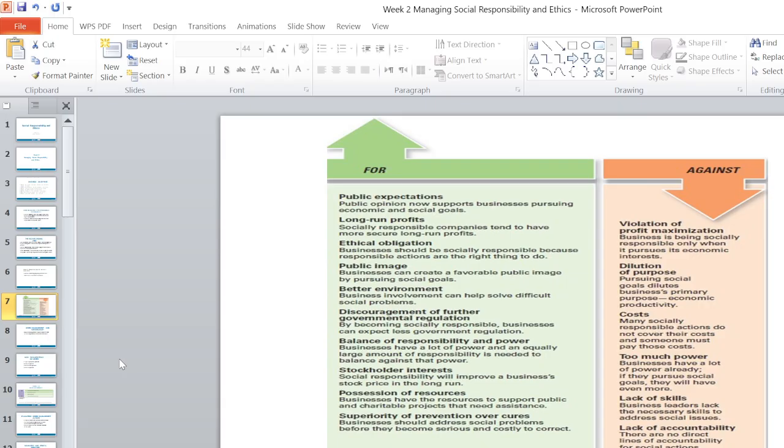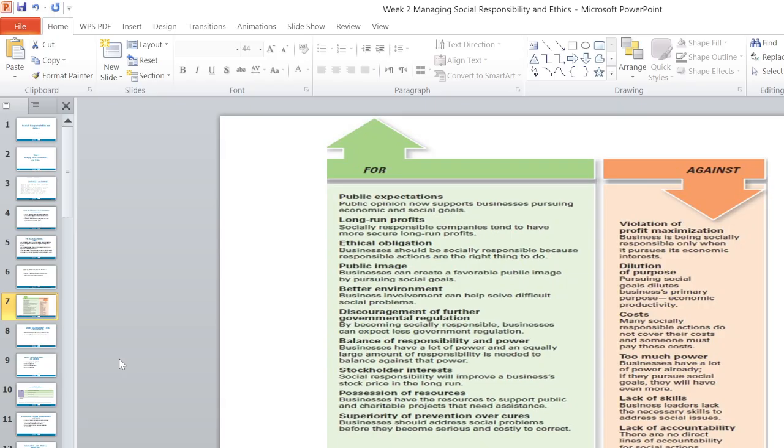Costs: being socially responsible is not easy and it's not free, rather it costs a lot of money. Many socially responsible actions do not cover their costs and someone must pay for them, so usually it's taken out of the company's profit. Too much power: businesses have a lot of power already. If they pursue social goals, they will have even more, because they will also have power in that sector.